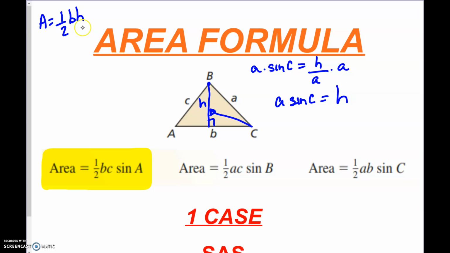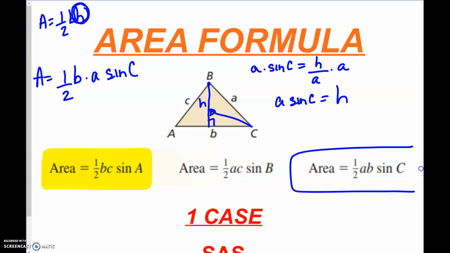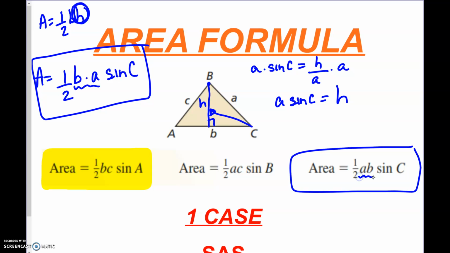So if I go back over to this formula for finding area, I can replace this height. I just found the height is equal to A times the sine of C. So the area is going to equal 1/2 the base times, and instead of writing height, I'm going to go A times the sine of C. Now, if you look at this formula right here and the one that I just came up with, you will see that they're basically the same. So I have BA and they have AB.